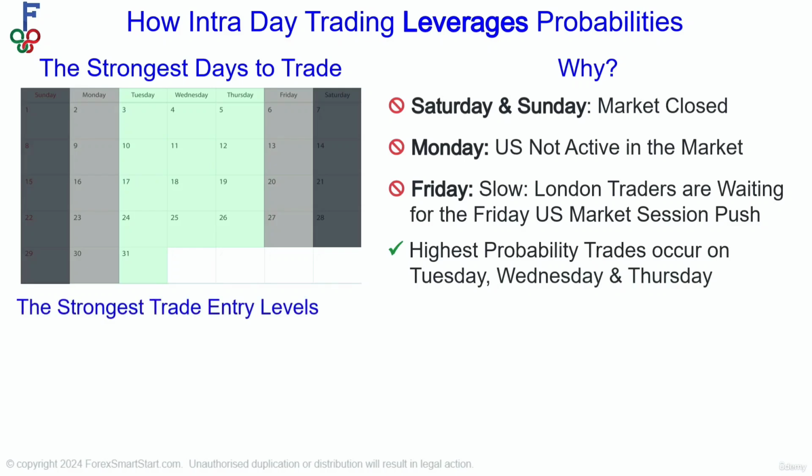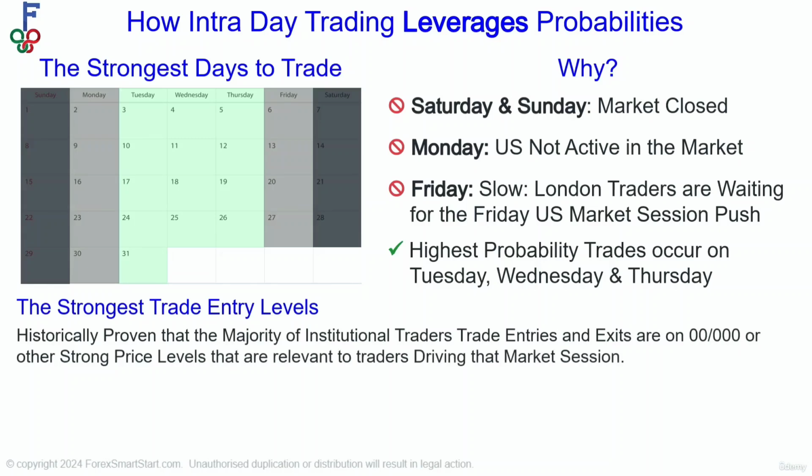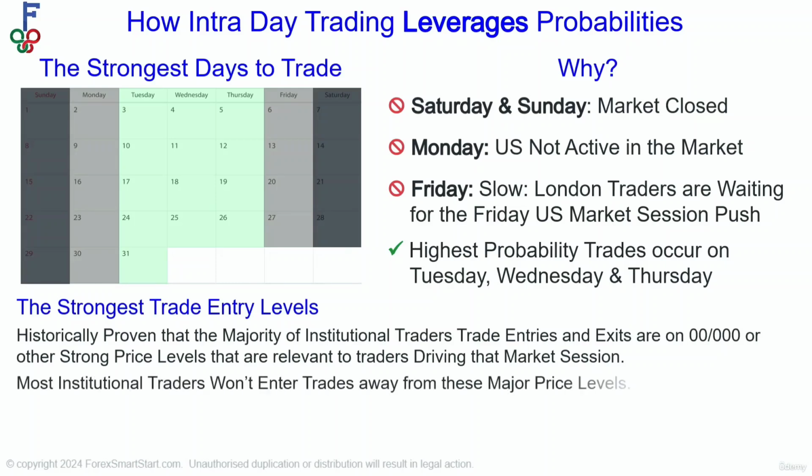The strongest trade entry levels. It is historically proven that the majority of institutional traders' trade entries are on the double zeros, triple zeros, or other strong price levels that are relevant to traders driving that market session. Most institutional traders won't enter trades away from these major price levels.